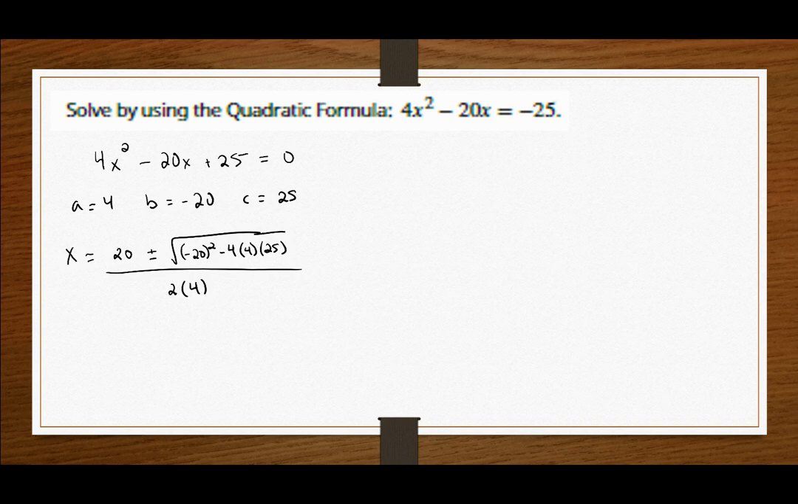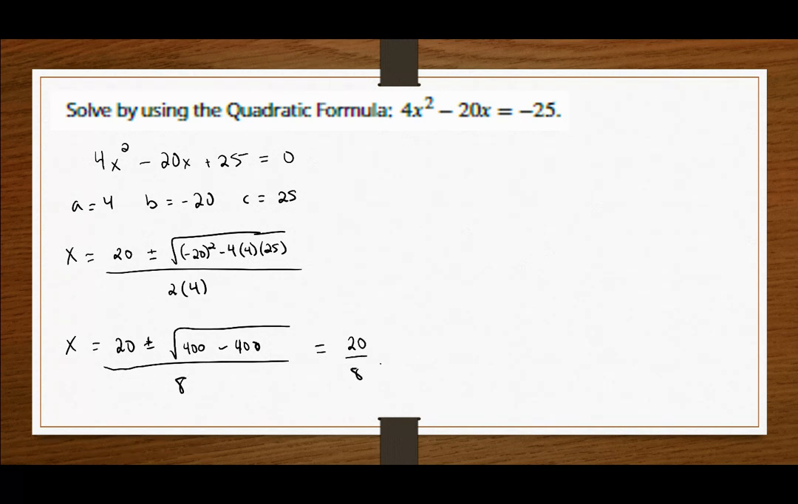Now, as we go through and simplify again, the task at hand is really to focus on this square root. Negative 20 squared gives me 400. Negative 4 times 4 is 16. And negative 16 times 25 gives me also 400. In other words, my radical is going to go to 0. The square root of 0, of course, is just 0. And so all I'm left with is 20 over 8, which can reduce to 5 halves.